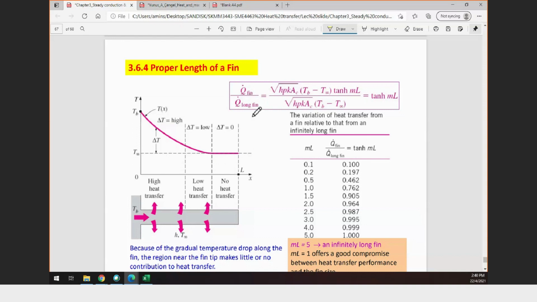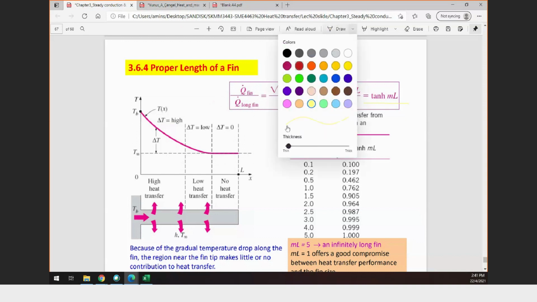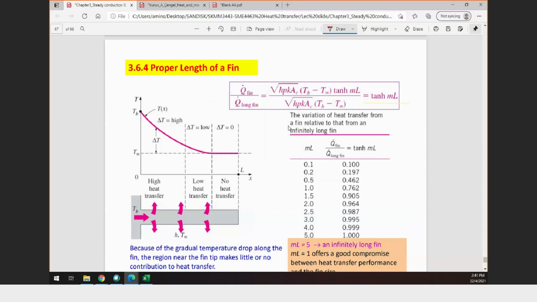Okay, so using the actual heat transfer calculation and the heat transfer using the long fins, you can use this to define the suitable or proper length of the fin in order to release the heat for one particular fin geometry, which is tanh(mL). Okay, what is the m? m is your fin parameter.